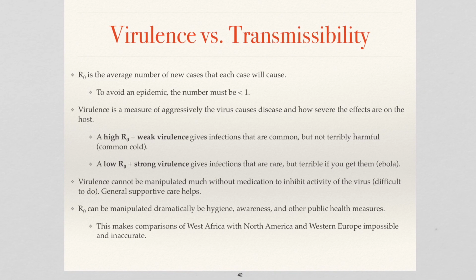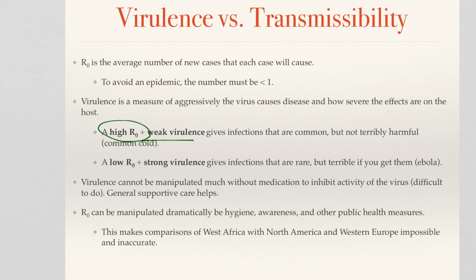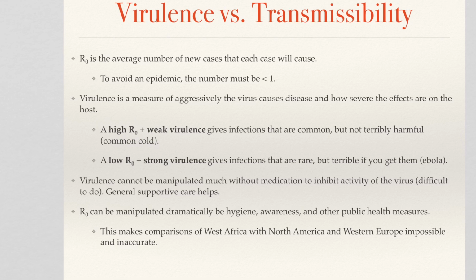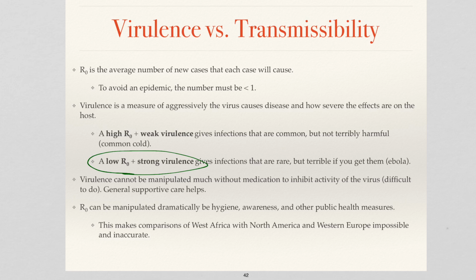So, a couple points. Viruses come, and bacteria too for that matter, in all sorts of different combinations. You can have a very, very high R naught, but really weak virulence. These are things like colds, RSV, norovirus. They spread very, very quickly, but the symptoms really aren't all that bad. They're not terribly virulent. You can have a very low reproductive rate, or R naught, and a very strong virulence.